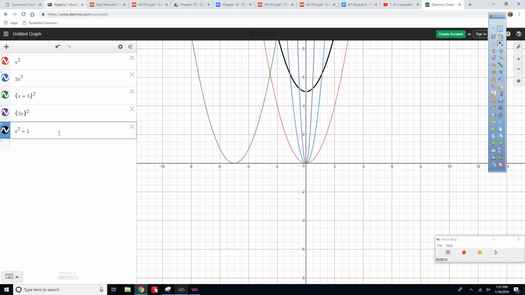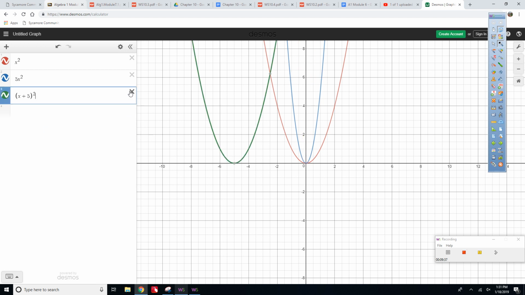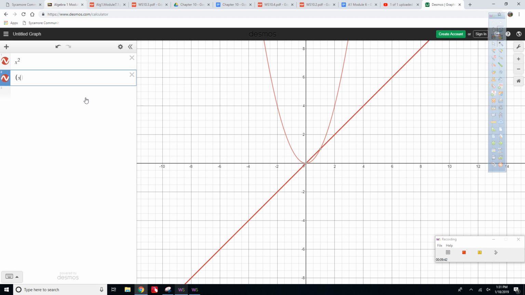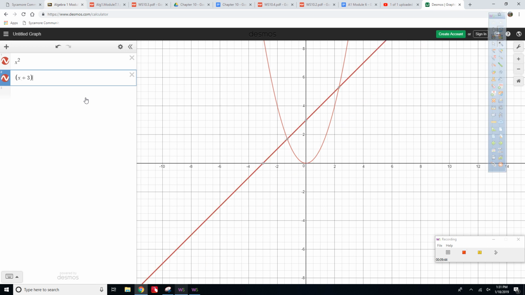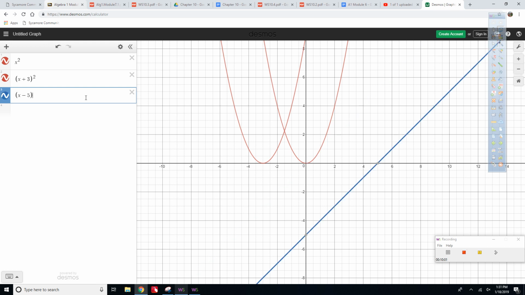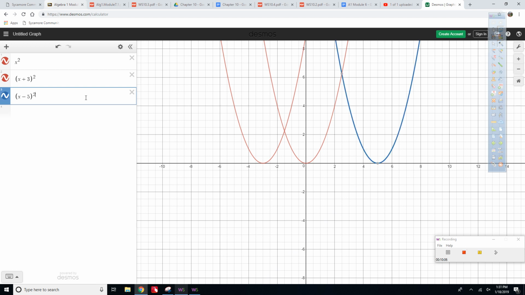So, clear, clear. We got x squared on there, okay? What does (x + 3) squared do? What do you think, Carson? What's it going to do? It's going to go to the left 3, right? Bam. Okay. What about (x - 5) squared, Carson? What's that going to do? Right 5. All right, got it.